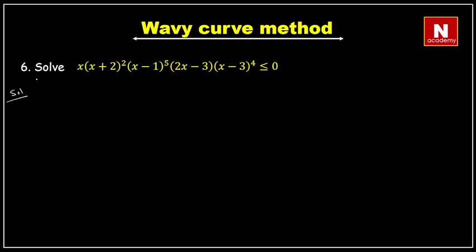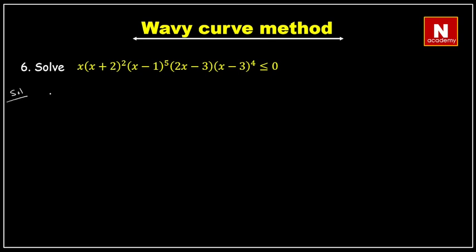Now question number 6. Solve x(x+2)^2(x-1)^5(2x-3)(x-3)^4 ≤ 0. Step 1: the leading coefficient. Here it is x times x^2 times x^5 times 2x times x^4. Finally the leading coefficient is positive. Step 1 completed. In step 2, RHS is already 0 and the LHS is already given as factors. That's why step 2 is also completed.